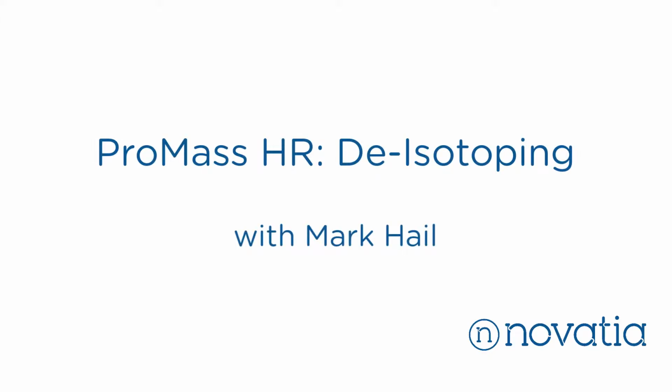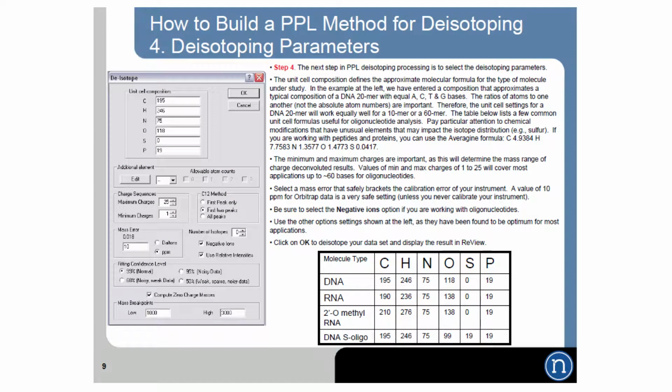Hi everyone. In this video, Mark will explain the various components of de-isotoping spectra in PPL. This is a major component of processing high-resolution mass spectral data. He'll give some insight into what each of the de-isotoping parameters do and how changing them might change your data output. He'll also go over how to edit a de-isotoping method file that you've already made. Reference our ProMass HR Quick Start Guide to see more information about using the software.